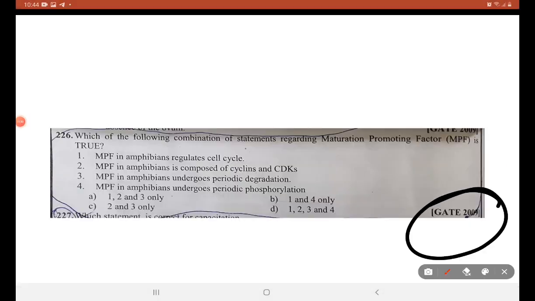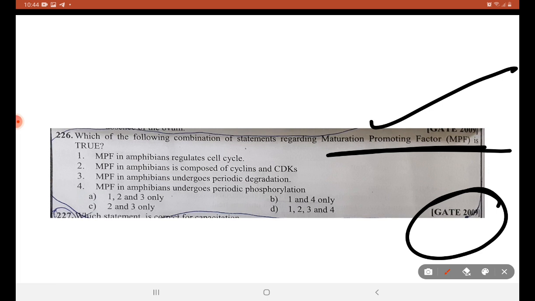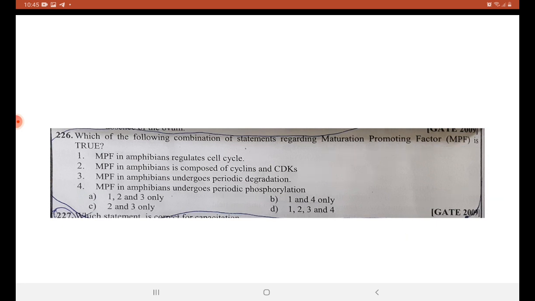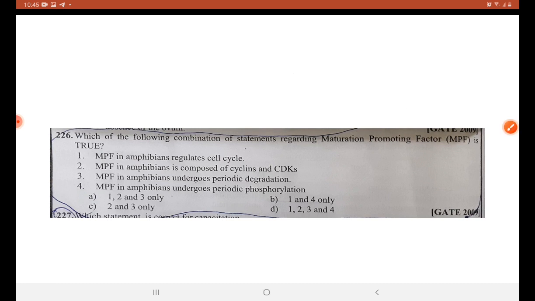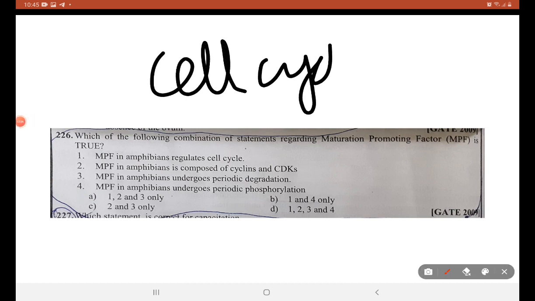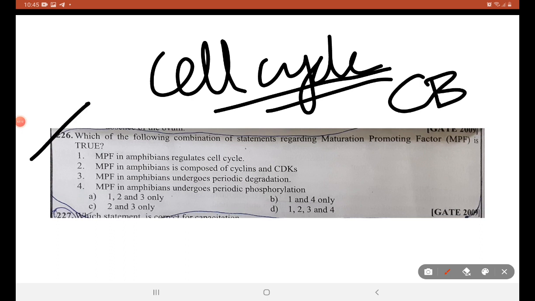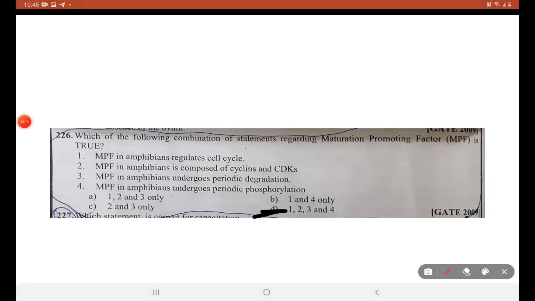Last question from GATE 2009. Maturation promoting factor. Leave aside amphibian, Xenopus, whatever. What is the duty of maturation promoting factor? It regulates the cell cycle. It is composed of cyclin and cyclin-dependent kinase. Yes, correct. It undergoes periodic degradation. Yes, correct. It undergoes periodic phosphorylation. Correct. So D is the right answer. You don't need knowledge about Xenopus or frog to answer this question. If you know the cell cycle, if you are strong in cell biology, you can handle this question. So D is the right answer.